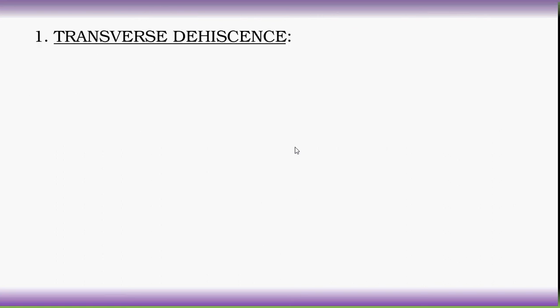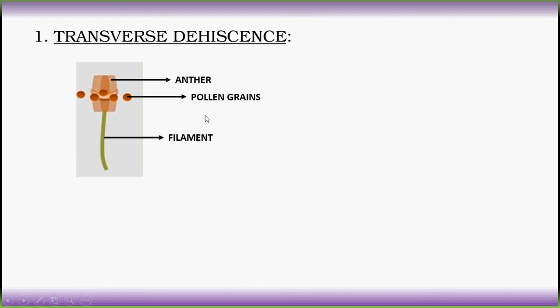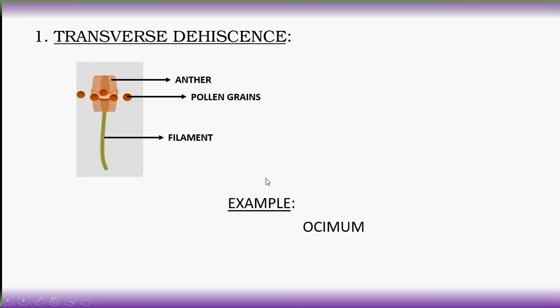Transverse dehiscence. See the photograph. In this photograph, the anther splits transversely and releases the pollen grains. This we can find in anthers of Ocimum. Ocimum is commonly called tulasi.